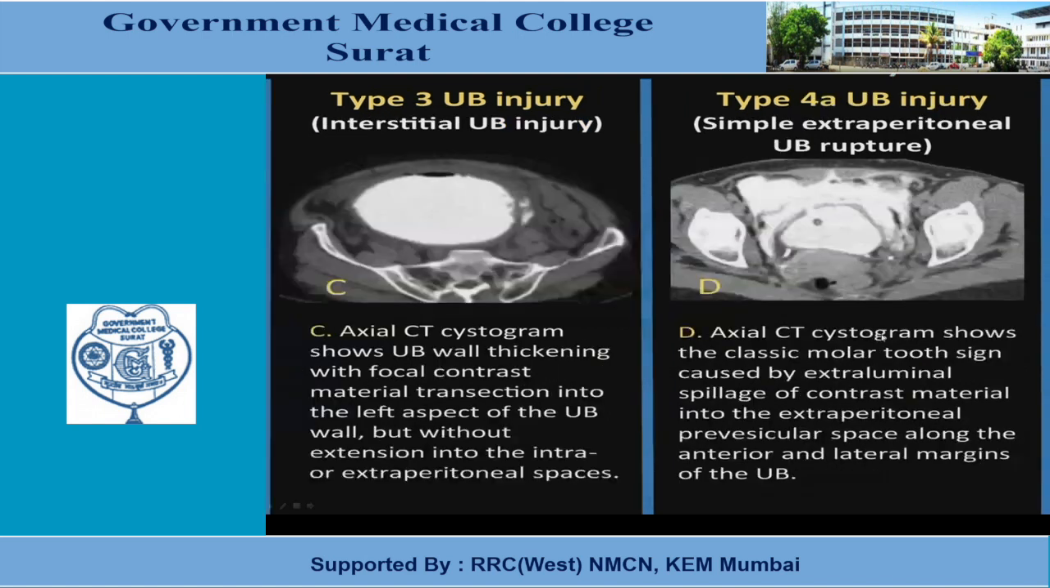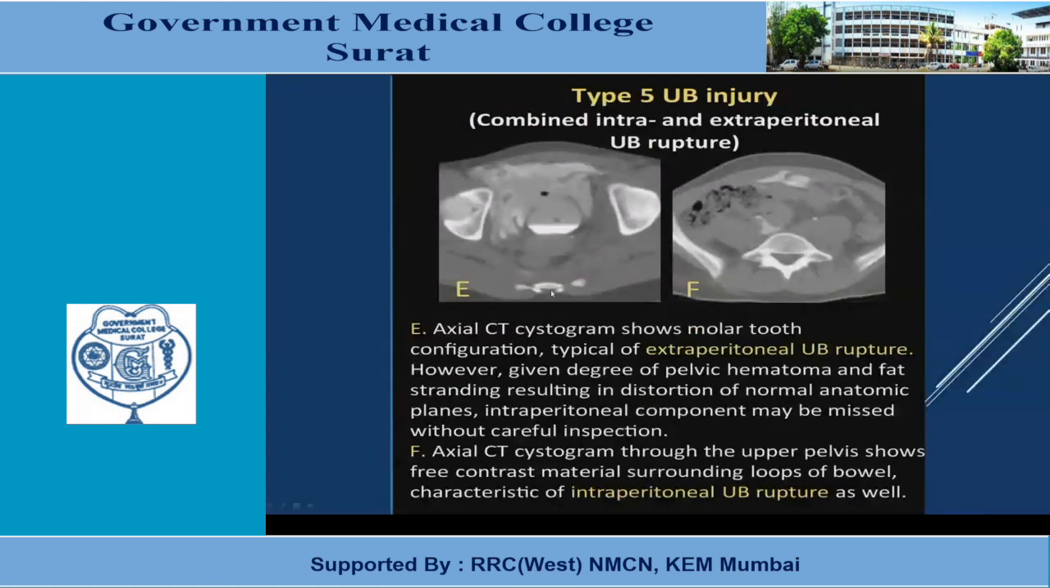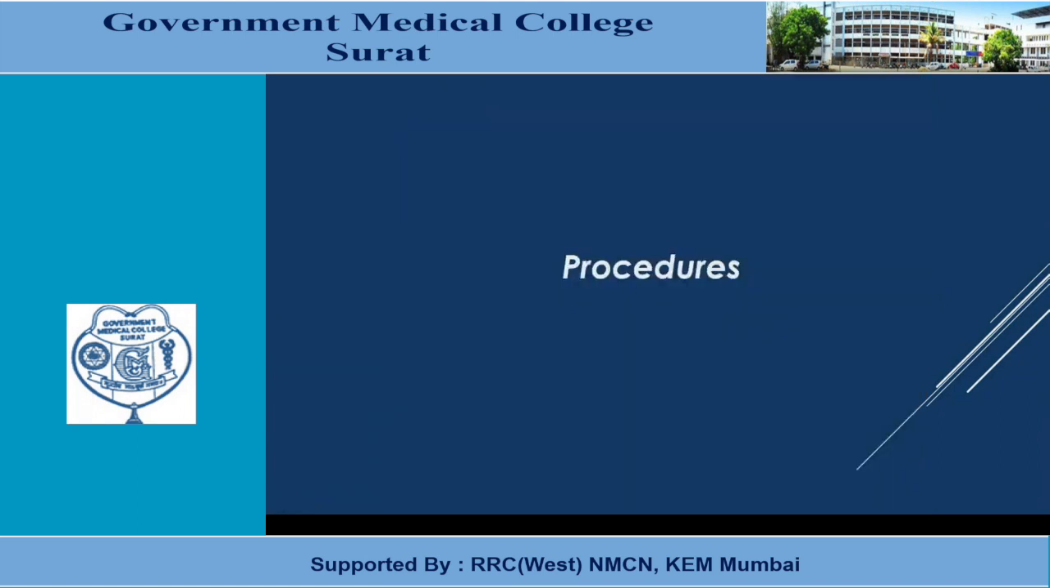In type 3 interstitial injury, contrast leakage is noted within the wall of the urinary bladder. No extra-bladder leakage is noted. In type 4, simple extraperitoneal urinary bladder rupture, there is discontinuity in the anterior wall of the urinary bladder with leakage of contrast in the extraperitoneal space. While type 4 is this, type 5 includes both intraperitoneal leakage and extraperitoneal leakage of urine. Procedures will be taken later on.